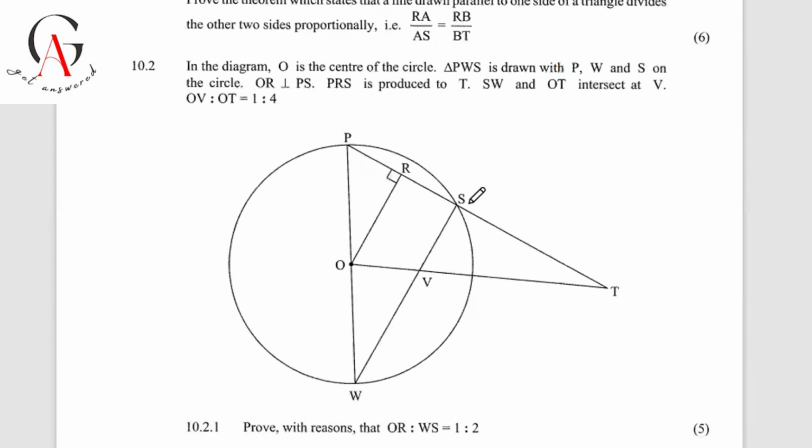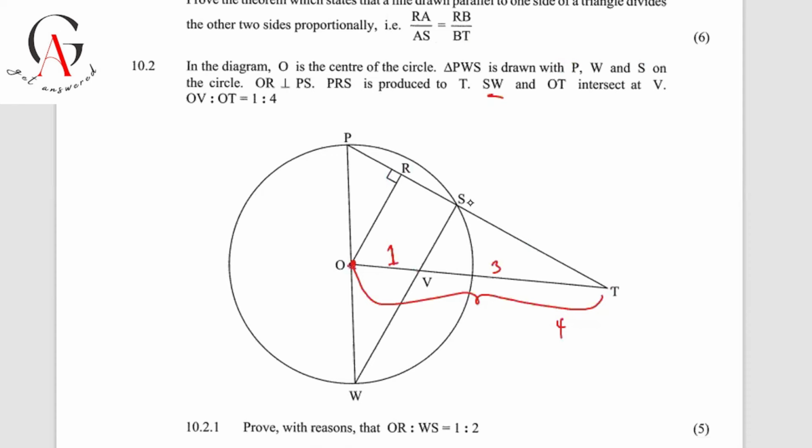Then 10.2. In the diagram, O is the center of the circle. PWS is drawn with P, W, S on the circle, OR is perpendicular to PS, is produced to T. SW and OT intersect at V. OV, okay, and OT. That's 4, which means that's a 3. Can we prove with reasons why the ratio of OR to WS is 1:2?